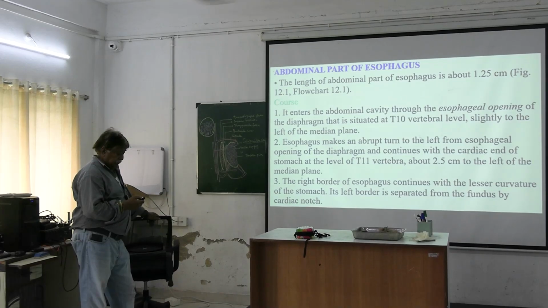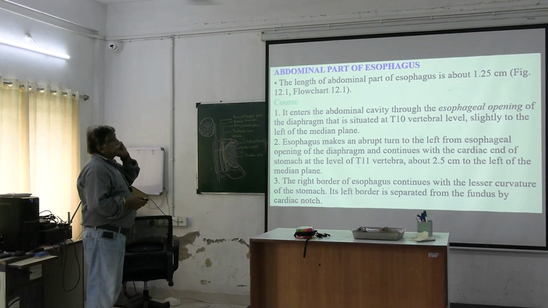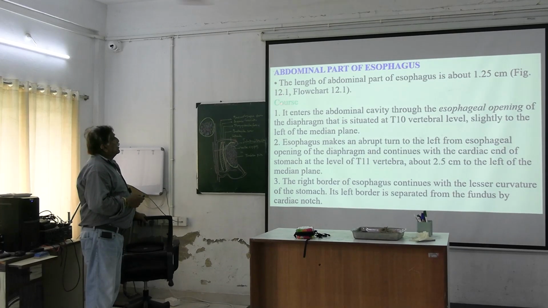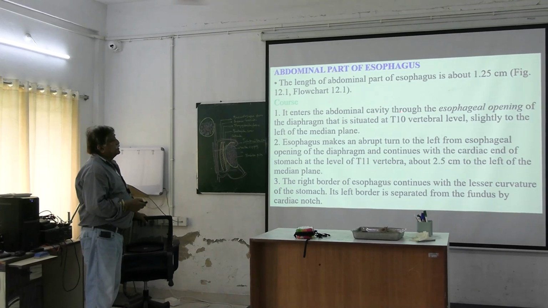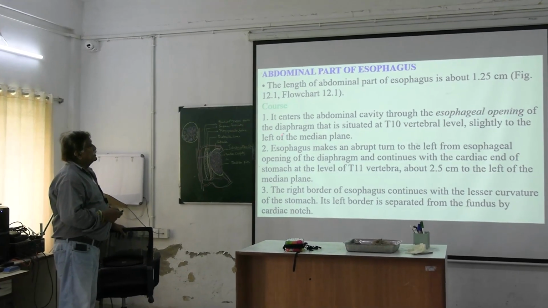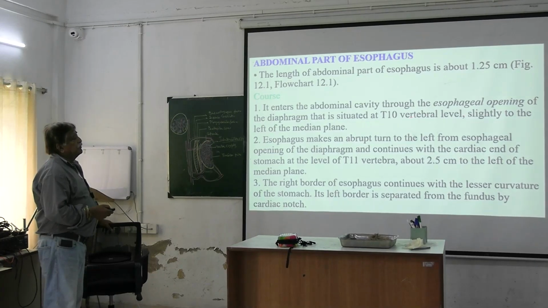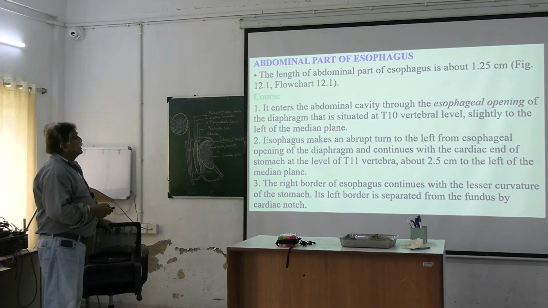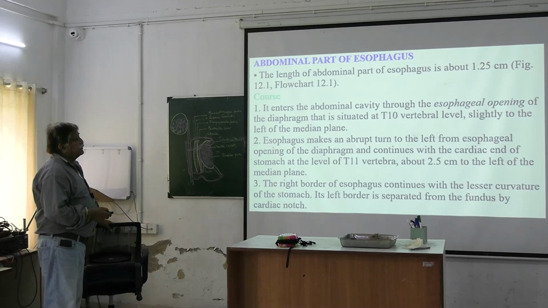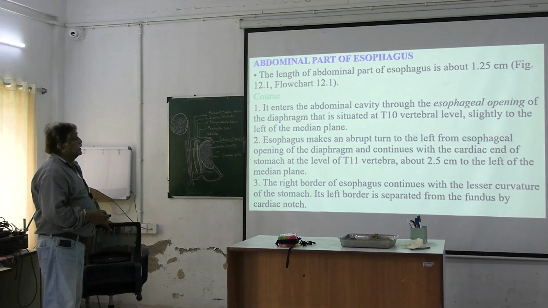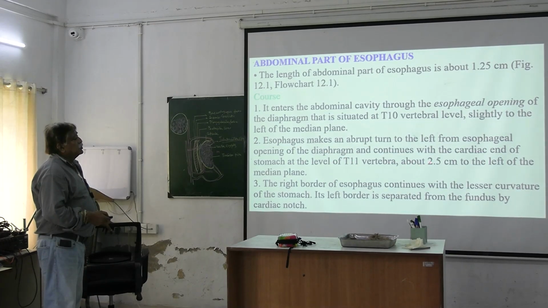Now, the length of the abdominal part of the esophagus is 1.25 centimeters. Now, course: it enters the abdominal cavity through the esophageal opening of the diaphragm, that is situated at T10 vertebral level, slightly to the left of the median plane. Esophagus makes an abrupt turn to the left from the esophageal opening of the diaphragm and continues with the cardiac end of the stomach at the level of T11 vertebra, about 2.5 centimeters to the left of the median plane.